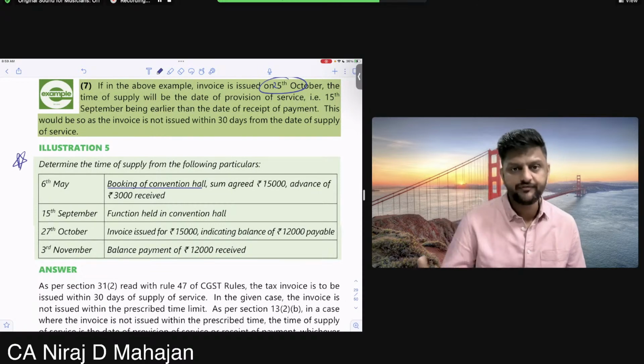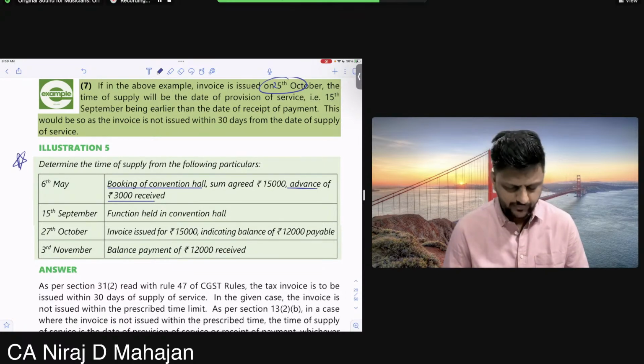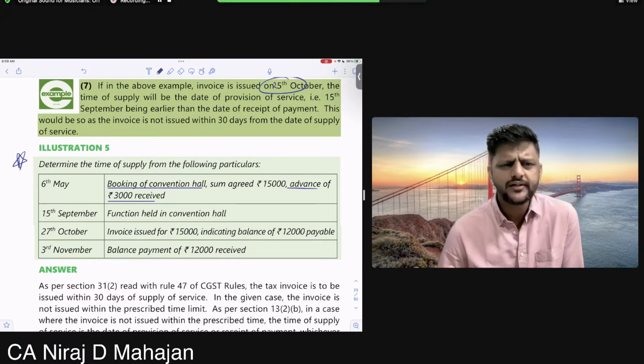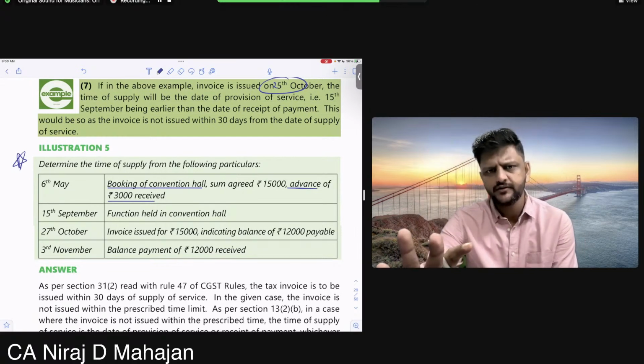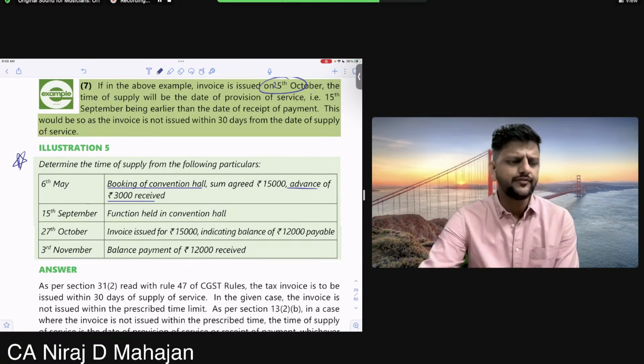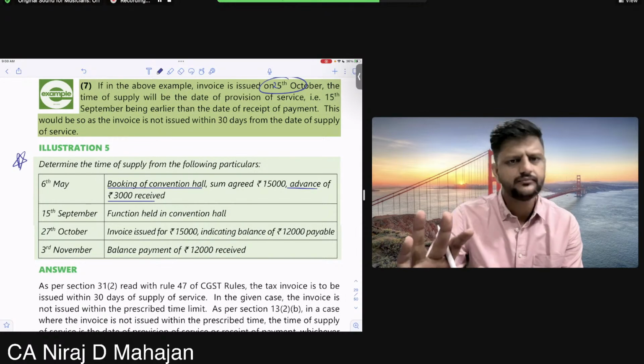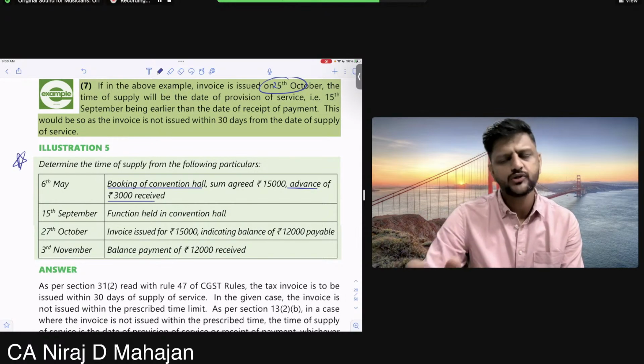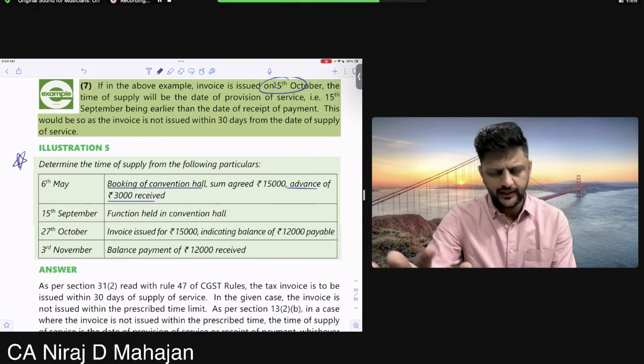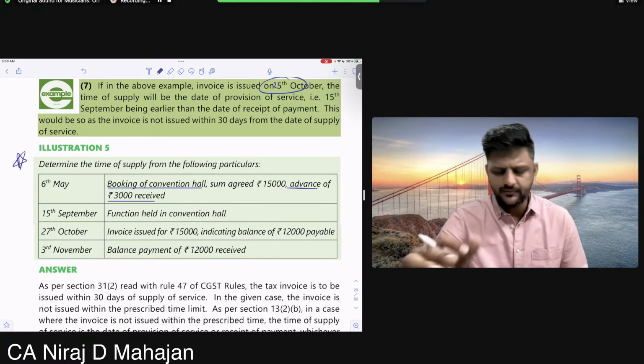Total agreed is 15,000, but advance is 3,000. Pay attention first of all, and don't look at the answer. 6th May, only booking is received. Total amount agreed is 15,000, but booking received is 3,000. Received. So 3,000 will be taxable immediately. Okay, I'll tell you why. That also I'll tell you. But see, understand.